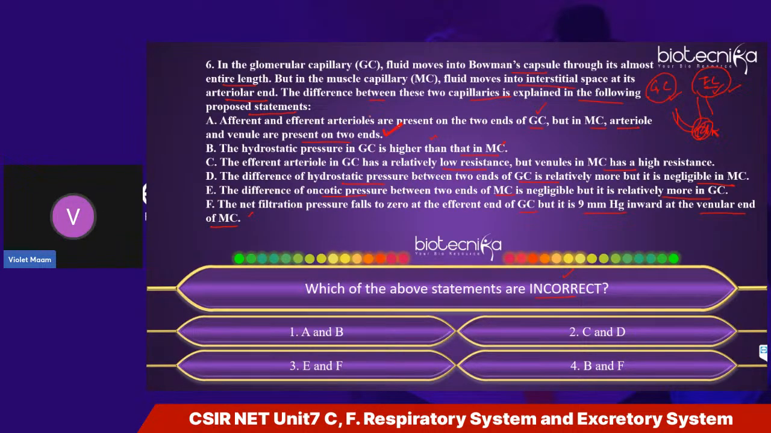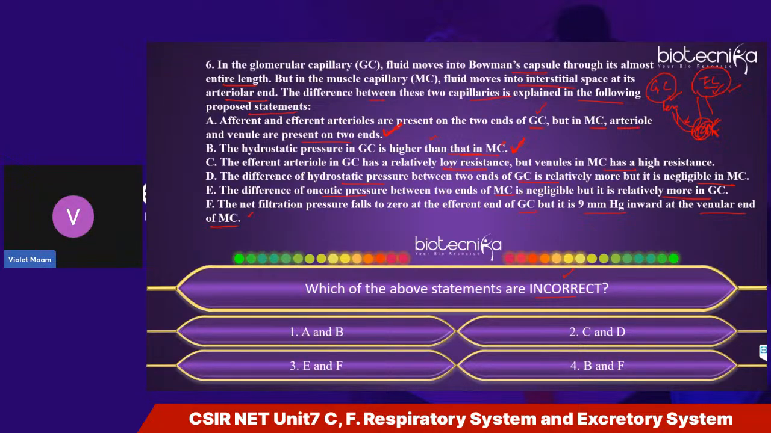Now you have an understanding of what is glomerular capillary and what is muscle capillary. Next, the hydrostatic pressure in glomerular capillary is higher than that in muscle capillary. This is correct. Why? Because afferent and efferent diameters are different; efferent has a lesser diameter. As a result, a large amount of pressure is generated here, so the hydrostatic pressure in glomerular capillaries is always higher compared to the true capillaries or muscle capillaries. So B is also correct.